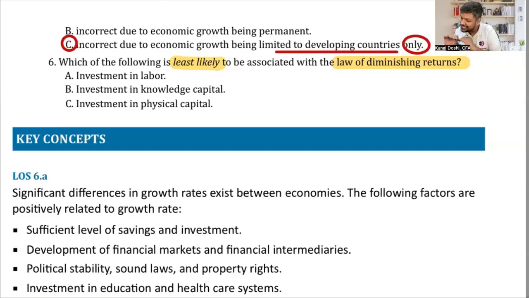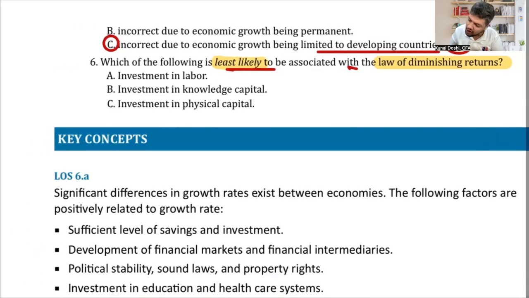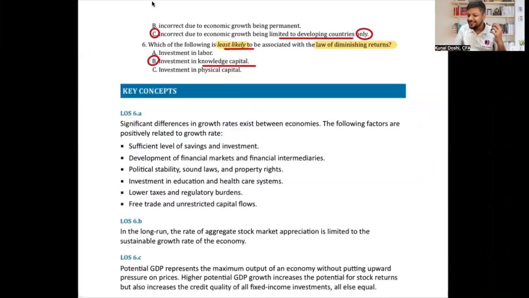So which one is least likely to be associated with the law of diminishing returns? Everyone in the class, investment in knowledge capital. So whatever investments you've done in your CFA level 2 coaching or training with me, that does not have the law of diminishing returns. Okay. So whatever investments you do now or in the future, all of that does not have a law of diminishing returns. Clear, everyone?